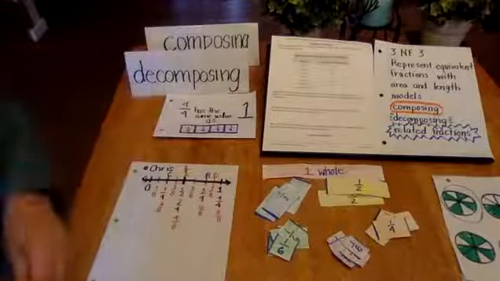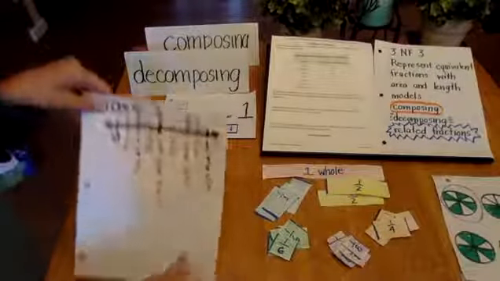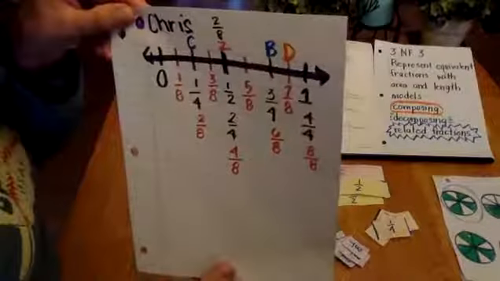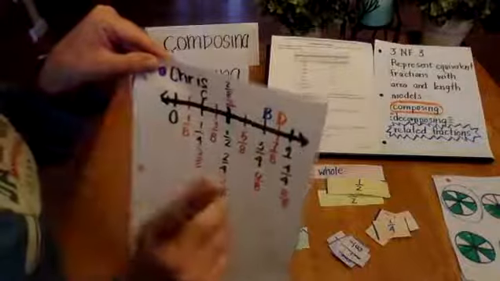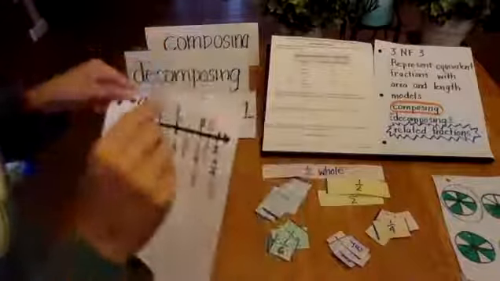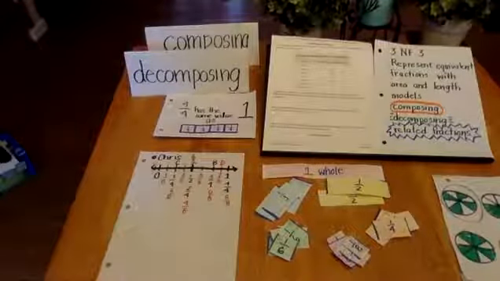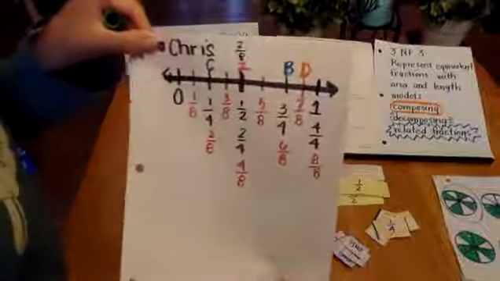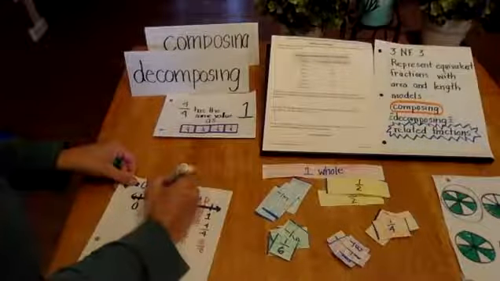Sean swam 3/6. Whoa. All right, that confuses me a little bit because my number line is only in halves, fourths, and eighths as related fractions. So I'm going to skip that one and come right back to it. And then we have Michael swam 1/4. So let me make Michael green. So Michael swam 1/4. That's the same as Chris.